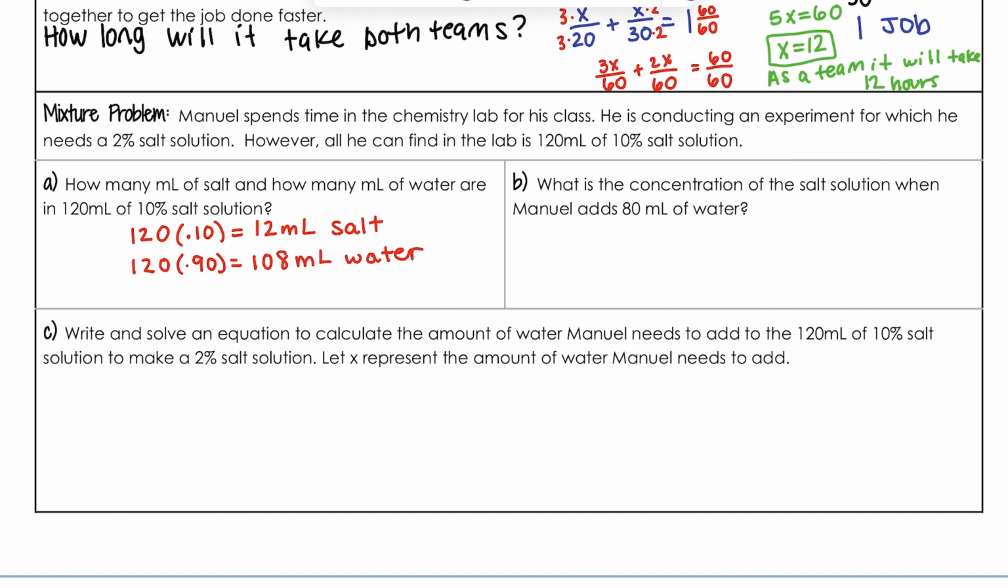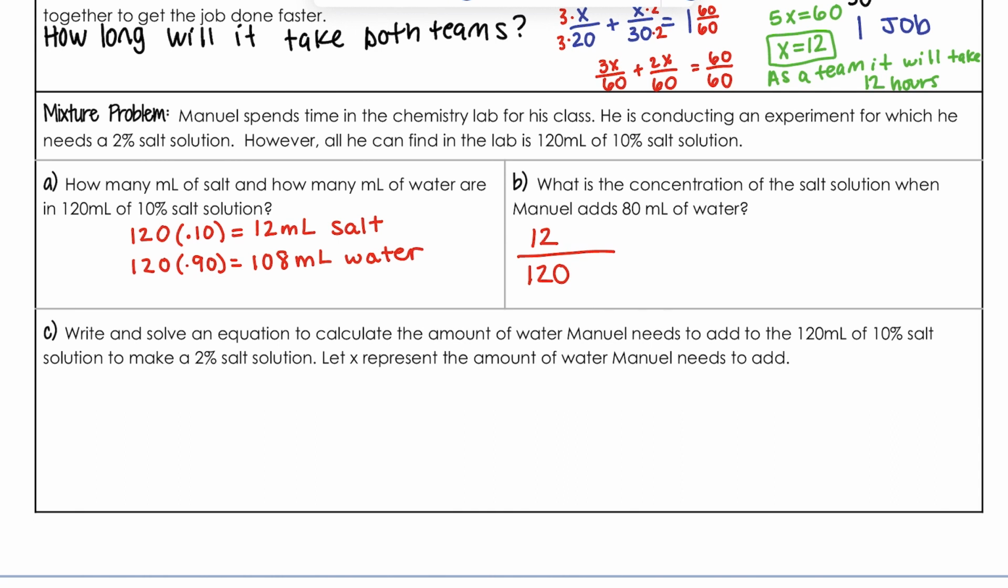Part B says, what is the concentration of the salt solution when Manuel adds 80 milliliters of water? So if he were to take this solution and add 80 milliliters of water, what would then be the concentration? The concentration is calculated by taking the amount of salt and dividing it by the total mixture. So we would do 12 over 120. That's what told us that this was a 10% salt solution.